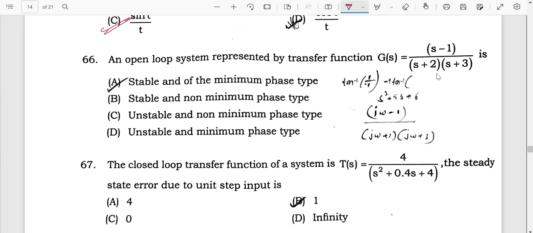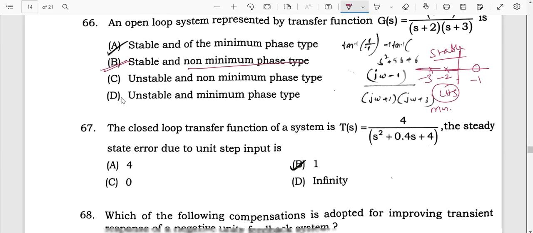So here the poles are lying on the left half of the s plane, that is at -2 and -3. That means it's a stable system. All the poles are lying on the LHS, but one zero is lying at +1, so it is a non-minimum phase. So it is a stable and non-minimum phase system here.